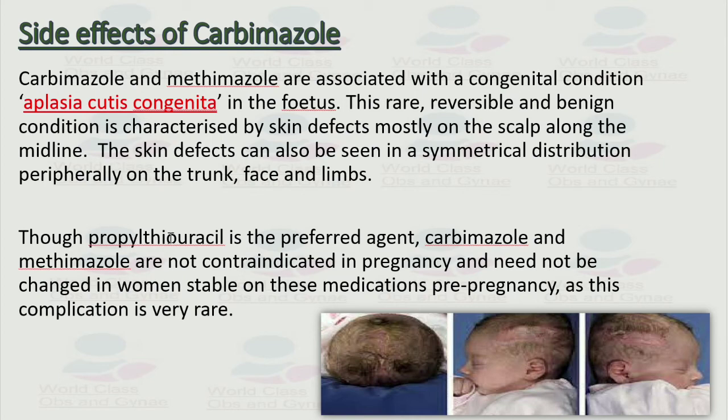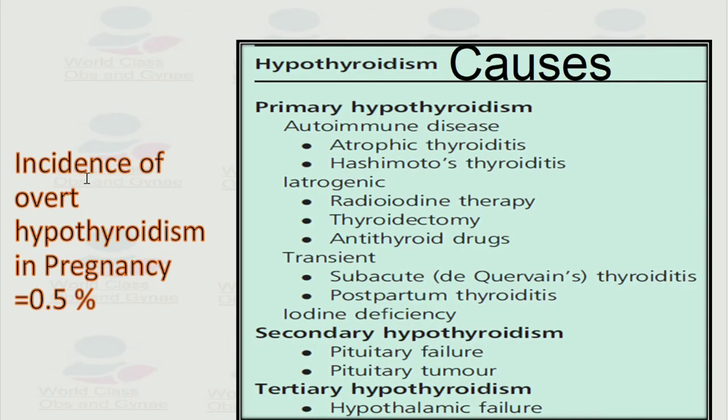Now, though propylthiouracil is the preferred agent, carbimazole and methimazole are not contraindicated in pregnancy. It needs not to be changed in a woman stable on these medications pre-pregnancy, as this complication is very rare. Incidence of overt hypothyroidism in pregnancy is 0.5%.